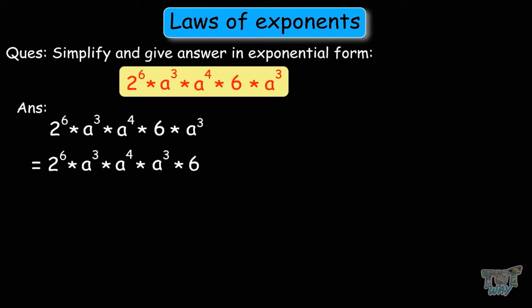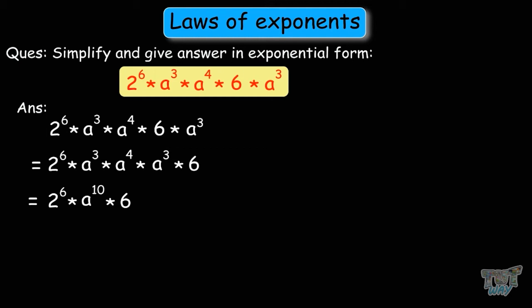Now we know whenever we have powers with the same bases, we have to add their exponents for multiplying and subtract their exponents for division. Here we are multiplying, so we can take these three a's and then add the exponents since they have the same base. So we get a to the power of 3 plus 4 plus 3, which equals, 3 plus 4 is 7, plus 3 is 10. So we have 2 to the power of 6 times a to the power of 10 times 6.